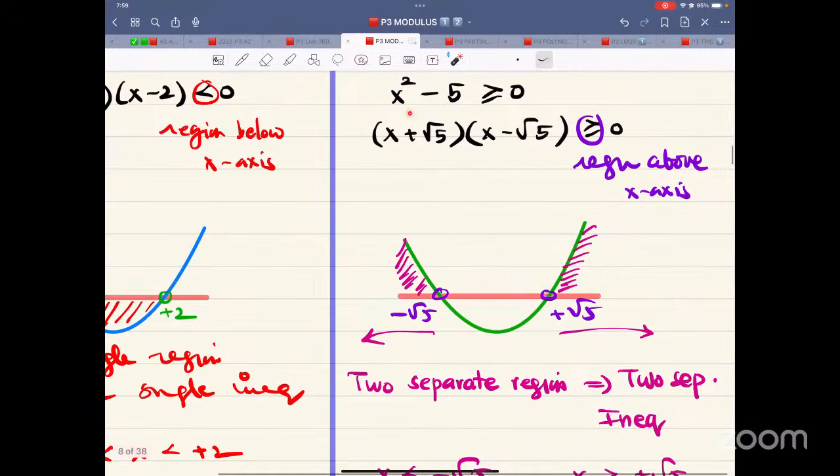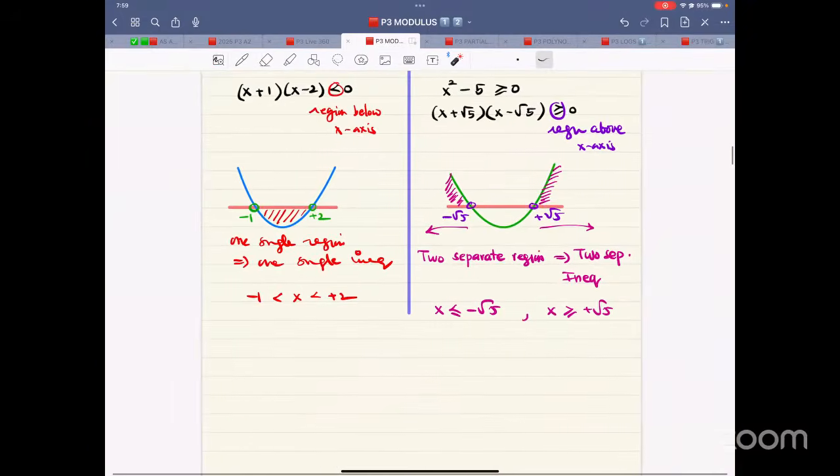What about something like this? x square minus 5. Yes, the answer could be in the third form also. (x + root 5)(x - root 5) greater than or equal to 0. Two separate regions, two separate answers. That is how you write it.